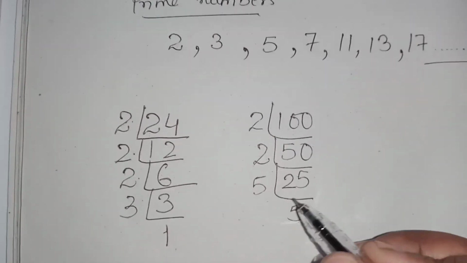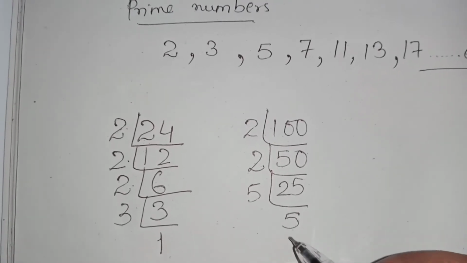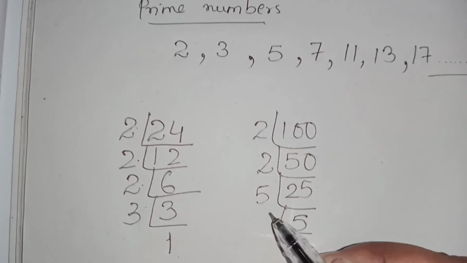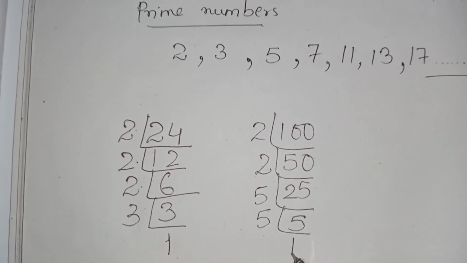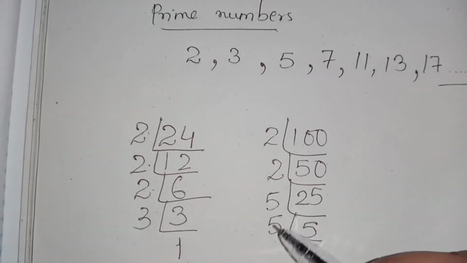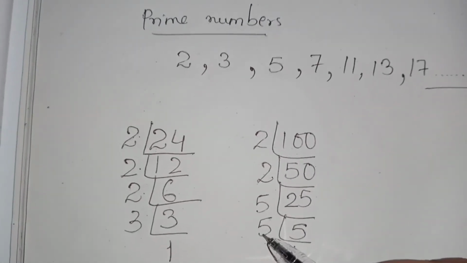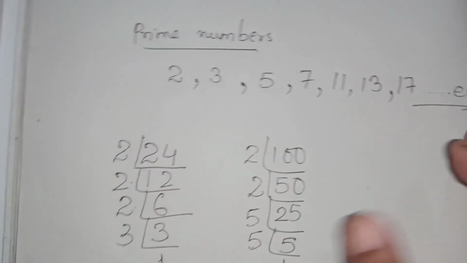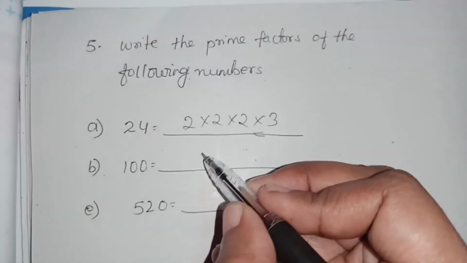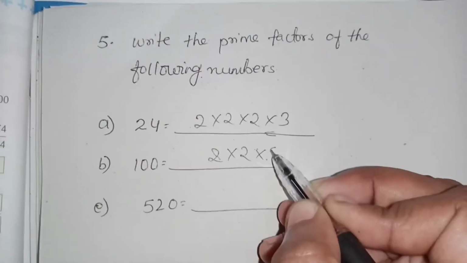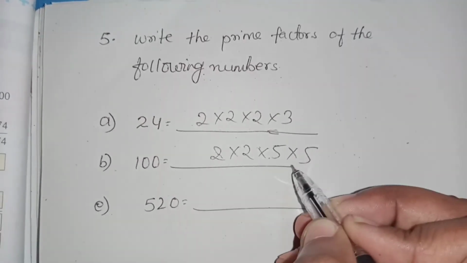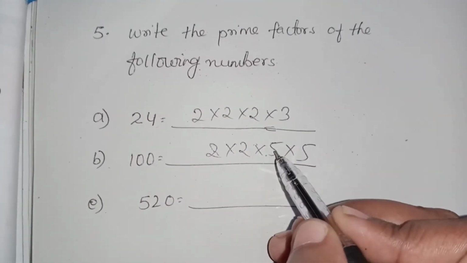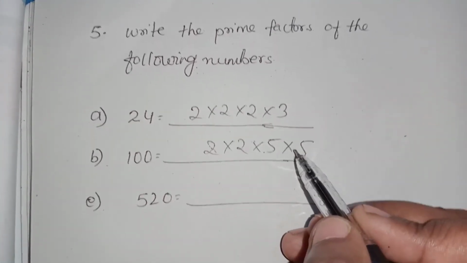So here you see we got the prime number. This is divisible by its own table. Okay. So what I will do? 5 ones are 5. Okay. So these are the prime numbers. So when we multiply these numbers, we will get 100 as a product. Okay. So let's write here 2 into 2 into 5 into 5. Now let's multiply: 2 twos are 4, 4 fives are 20, 20 fives are 100.